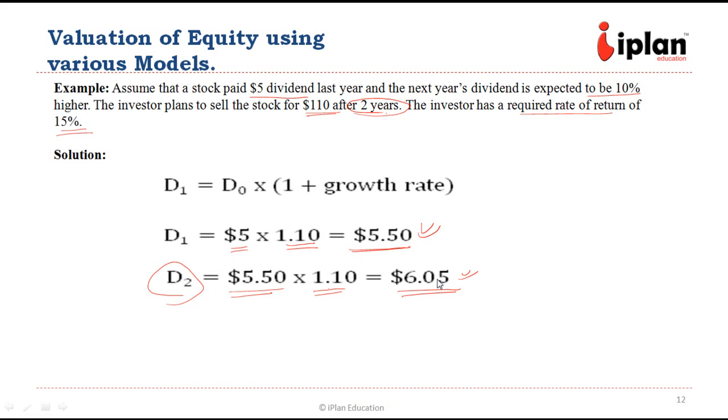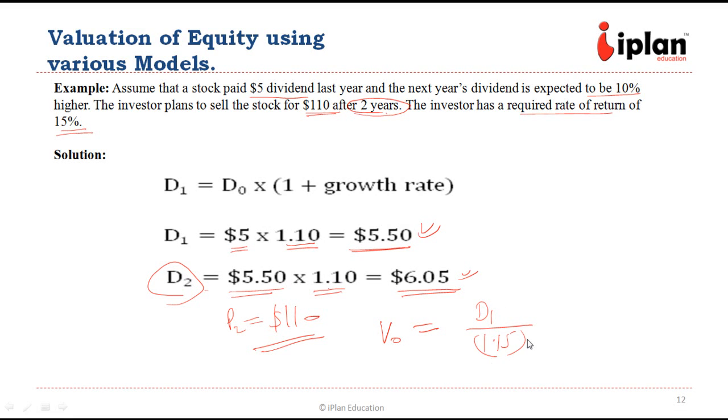Now we have D1, D2 and final price, which is P2, given to be $110. So we can find out the value. So what is the payment at the end of first year? D1 divided by 1.15. So this was the first year's discount.